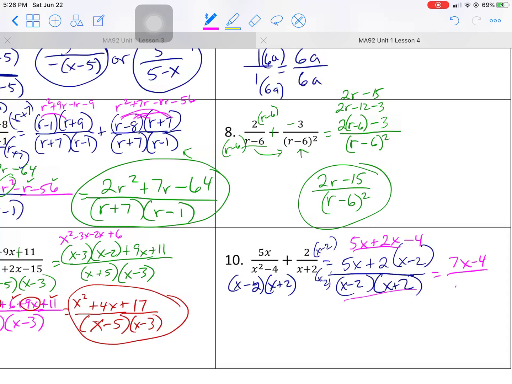You know what? Nothing's going to come out of this, so you might as well just write it back the way it was. It's just shorter either way. And that's the answer to that one. Okay?